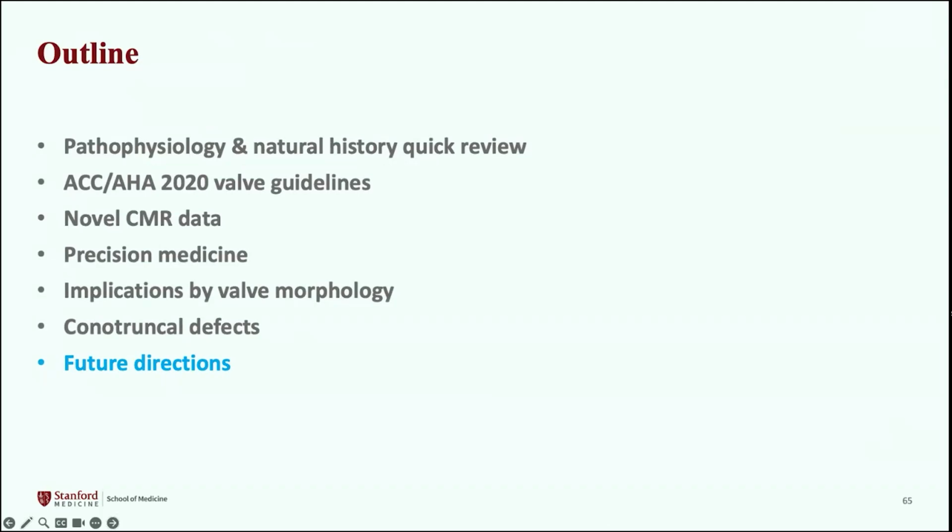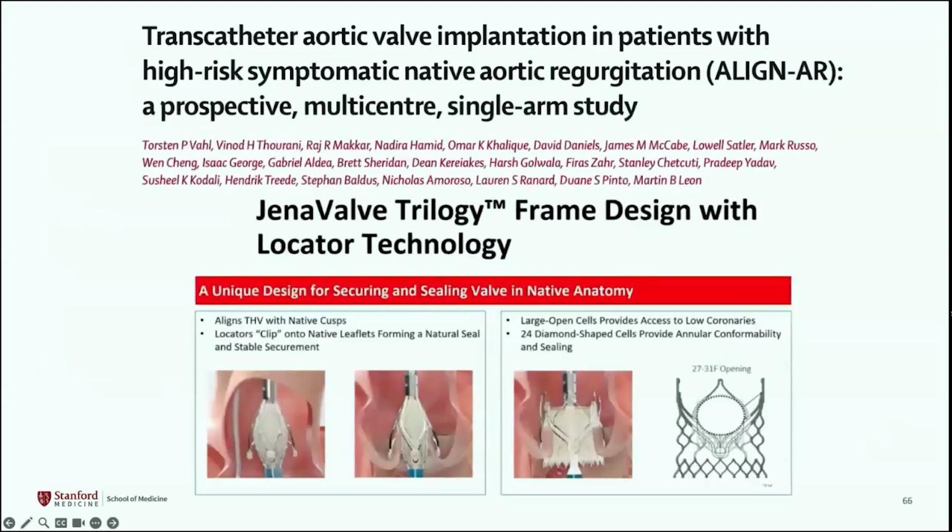So just a couple slides for future directions, and I think I'll leave a few minutes at the end for any questions or discussion. So this was the ALIGN-AR study, an investigational drug, an IDE study that was just published in the Lancet last month that looks at this new valve that's developed with aortic regurgitation in mind. So this is the JenaValve Trilogy valve. I understand from Christian we're not using it here yet, but this is an early study that looked at 177 patients.